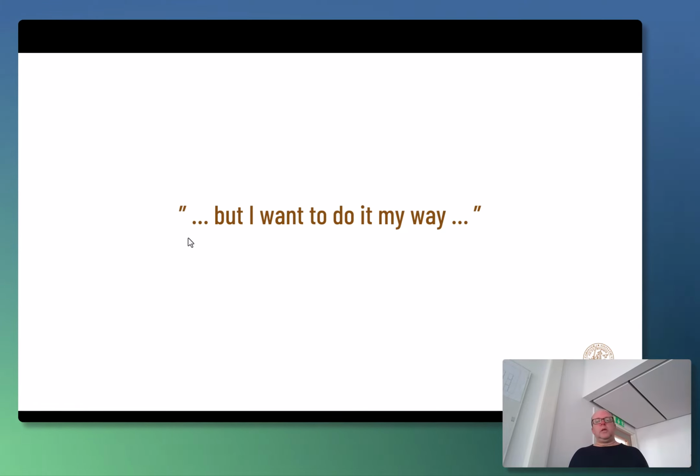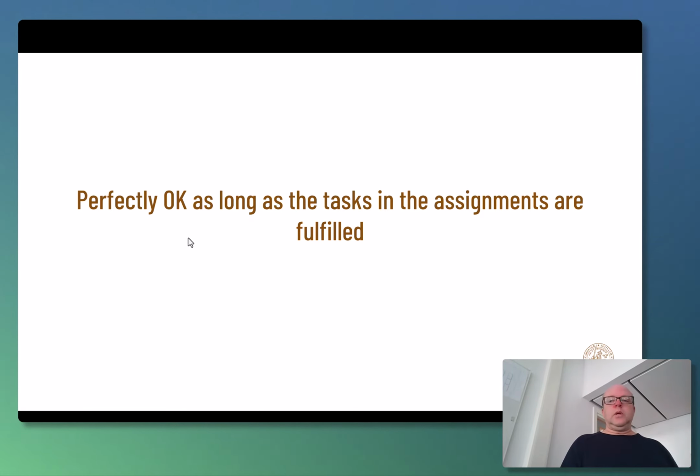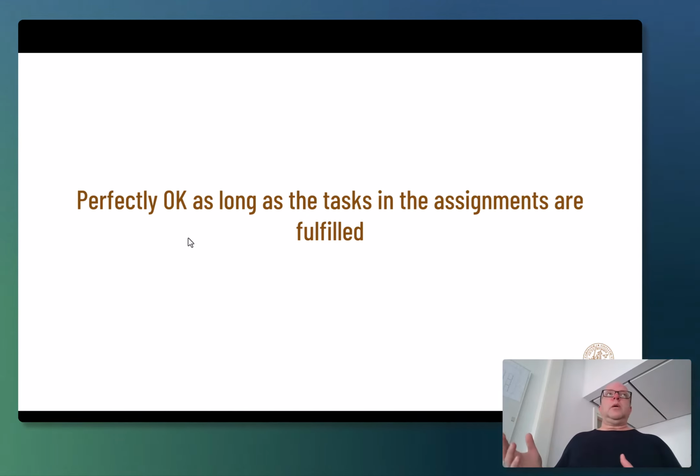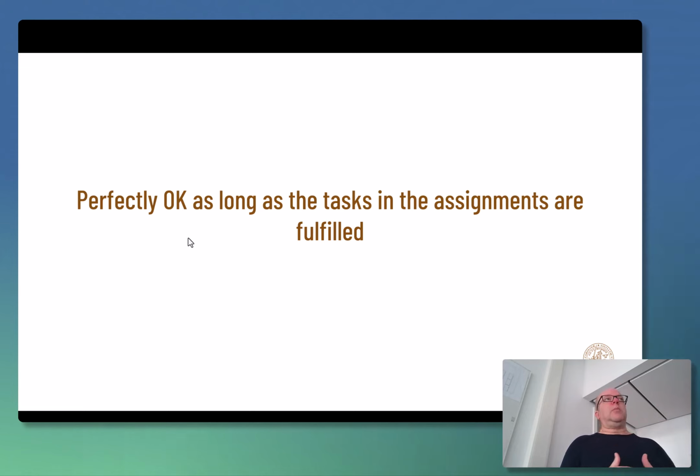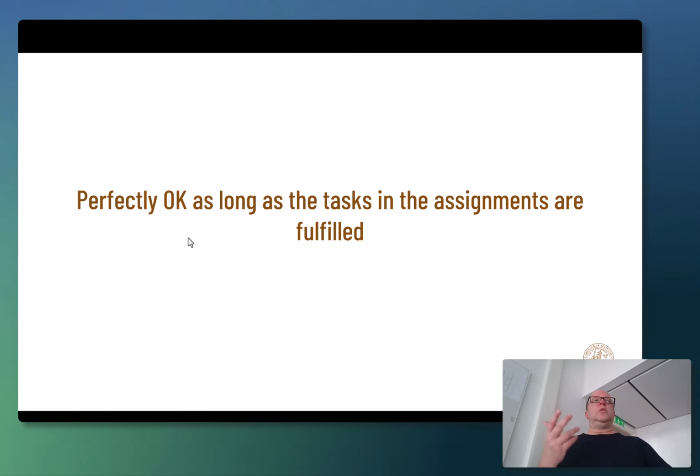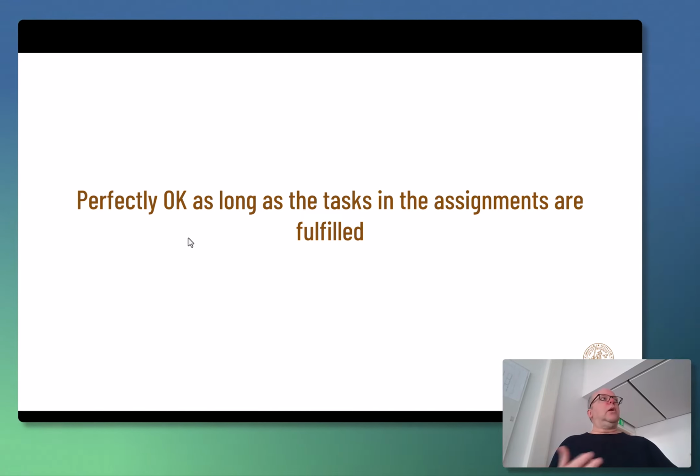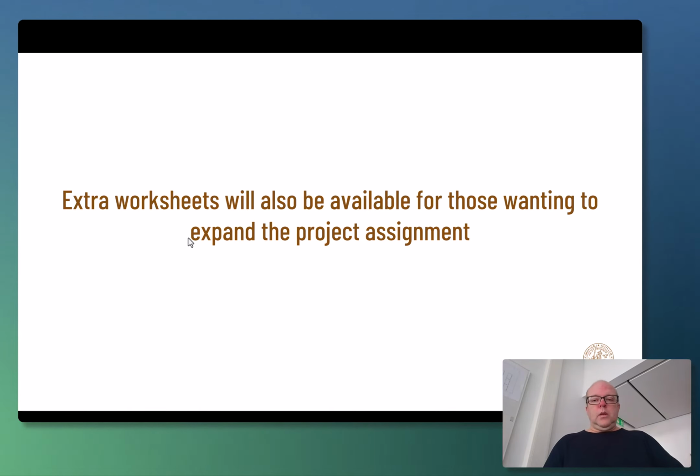And then we have a question. Many want to, but I want to do it in my own way. And that's perfectly okay. The important thing is that if you want to code this application in a different way, you still have to fulfill the requirements of the assignments. So you need to look at the assignments. The application needs to do the same thing as the project and the worksheets. But if you have an idea on how to implement this in a different way, it's completely okay for me. For those that want to do extra work, there are also additional worksheets, so you can extend your applications with more functionality.